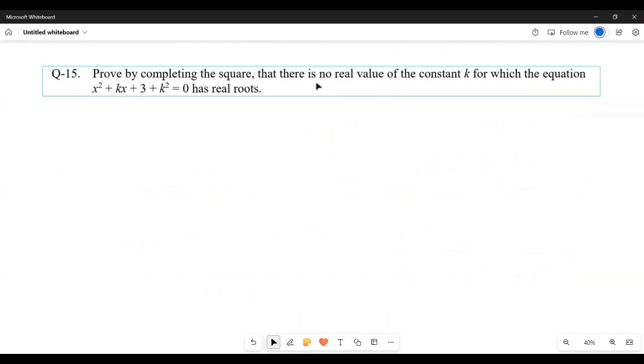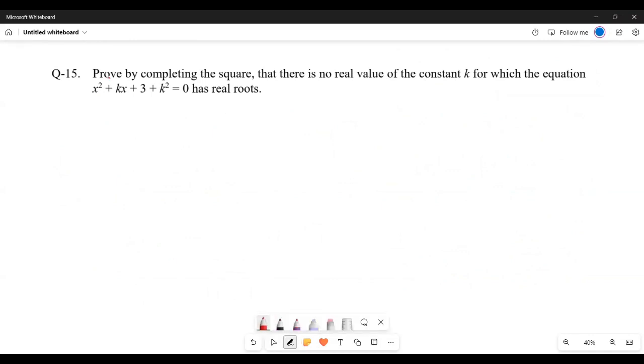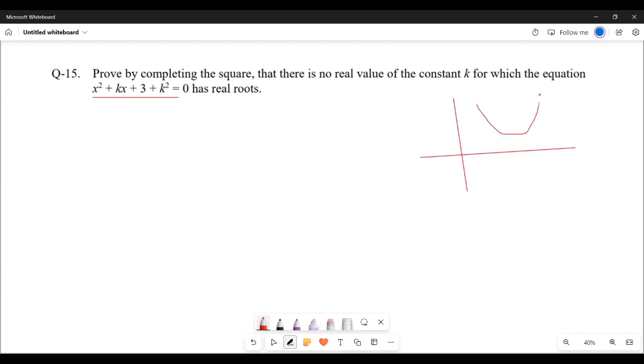Prove by completing the square that there's no real value of k for which this has real roots. You have to first change this into a completed square form, but they're saying that you have to prove that this one has no real solution. That means the curve will not cut the x-axis. But we have to use the completed square form. Let's see. How do we change it into completed square form?